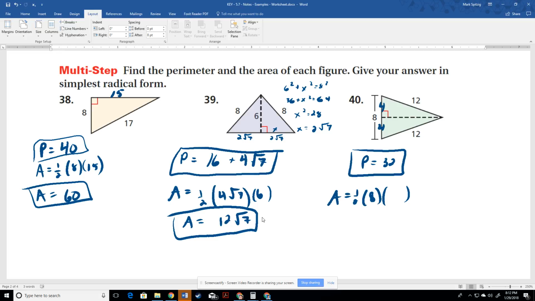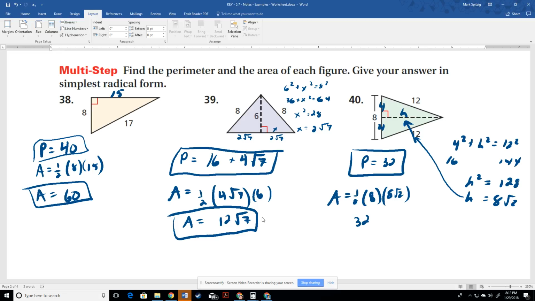So I got to do Pythagorean theorem in this case to find it. So we're going to say 4 squared, because I'm just trying to do this right triangle in here. 4 squared plus this h squared equals 12 squared. So 16, 144, so 128. h squared equals 128. That's 64 times 2, so that's going to be 8 radical 2 is our height. So 8 radical 2 in here is the height. And so we could just say, 4 times 8, 32 radical 2.